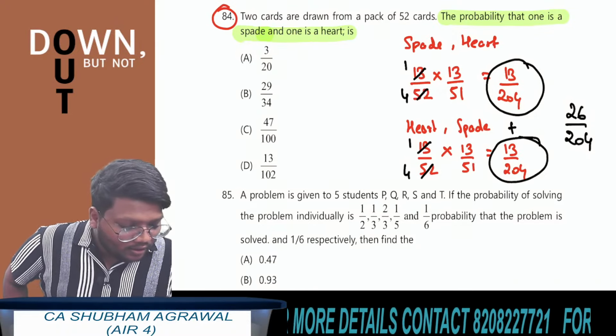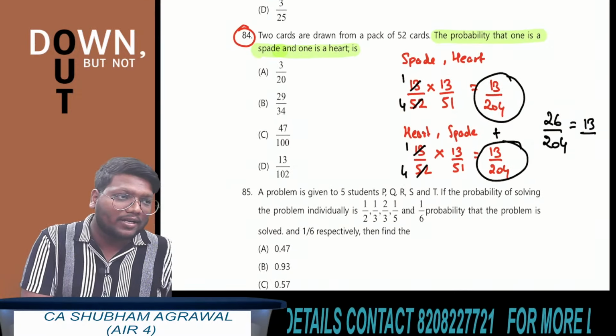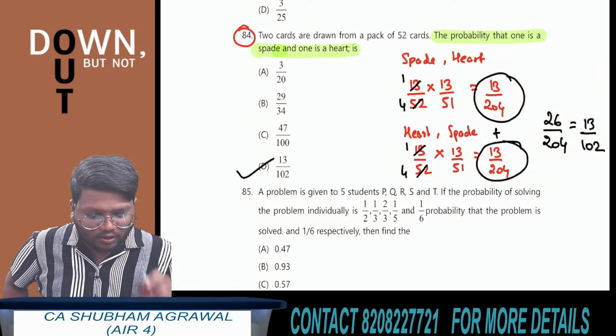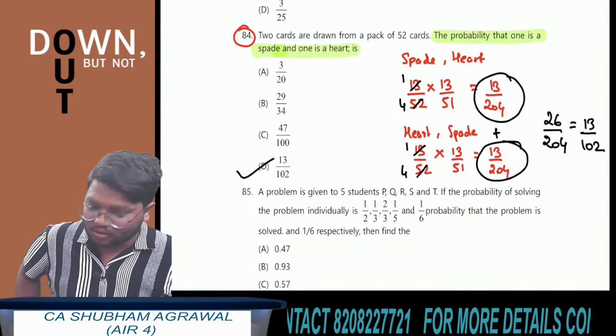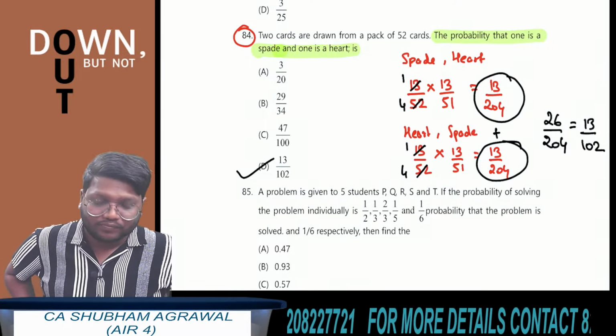Now you can also write this as 2 multiplied by 13 is 26 and 2 multiplied by 102 is 204. Which option is correct? Option D, 13 by 102. Option D is the correct answer. 13 by 102. Okay.